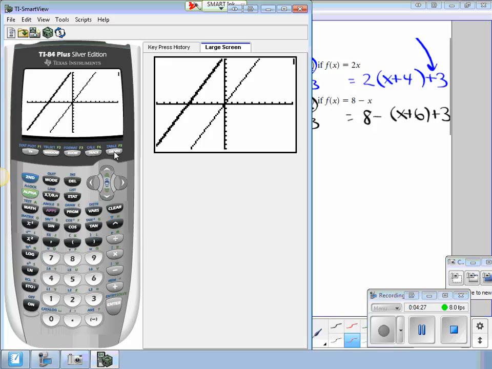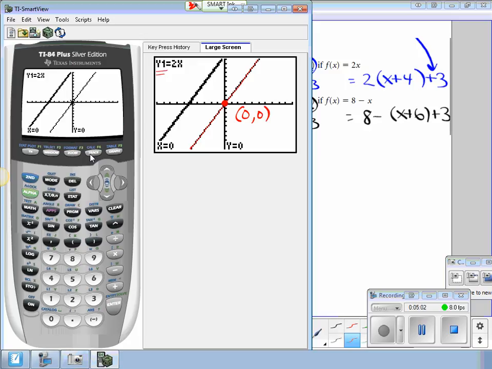Name a very important point that the original line goes through. The origin. What would that be? 0, 0. Okay. Where would that red dot move to if you moved it left 4, up 3? What would the new coordinates be? Instead of 0, 0, what would its new coordinates be? Negative 4, 3.